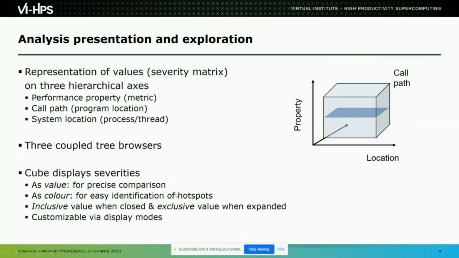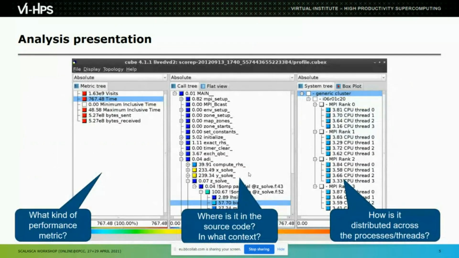And as I mentioned previously, by navigating through the tree, by expanding and collapsing the nodes of the tree, we can see the inclusive and exclusive values. And then there's all sorts of other customizations that we'll see a little bit later as well.